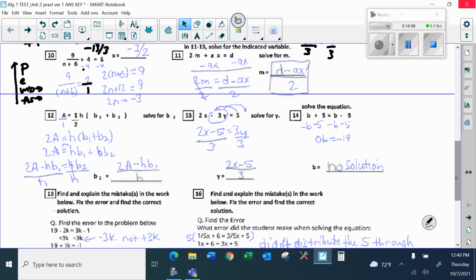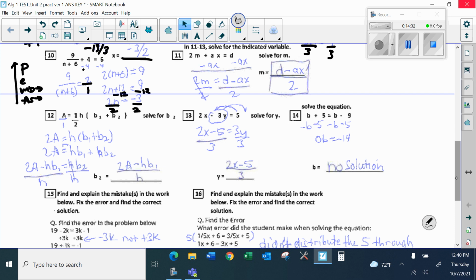So cross multiply, I get 2 times the quantity n plus 6 equals 9. Now I go ahead and distribute. 2n plus 12 equals 9. Subtract the 12 across, reverse PEMDAS. 9 minus 12 is negative 3. And last step, divide by 2 on both sides, you get negative 3 halves right here. Or you can say negative 1.5, if you put it as a decimal.